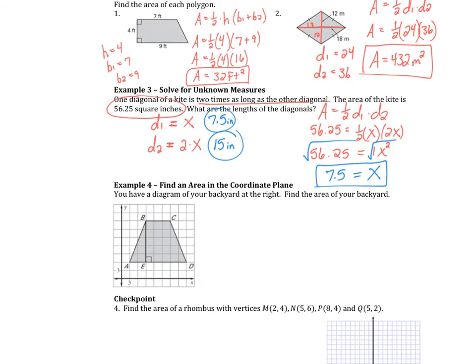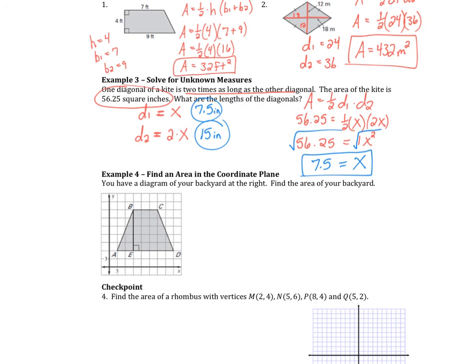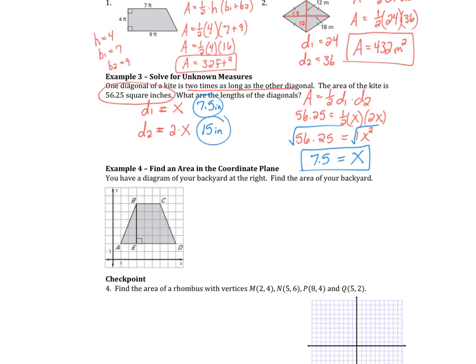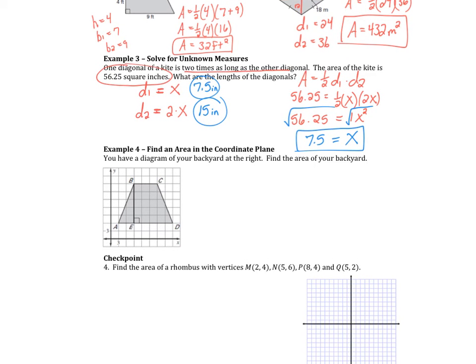All right, we are going to skip example 4. Actually, we'll skip checkpoint 4. Let's talk about example 4. So if you have the diagram in the backyard that looks like this, we're just trying to find the area. So we have 2 bases. The length of the top base is 3. And the length of the bottom base is 1, 2, 3, 4, 5, 6, 7. So you can count that up. And the height is 1, 2, 3, 4, 5.